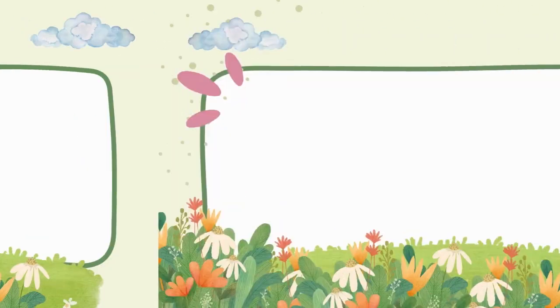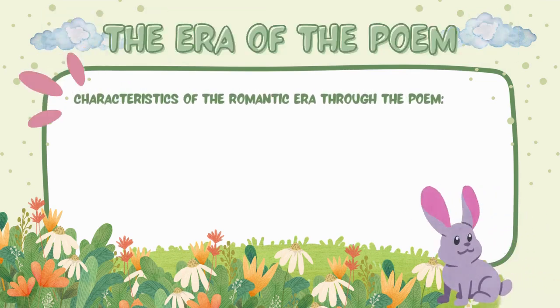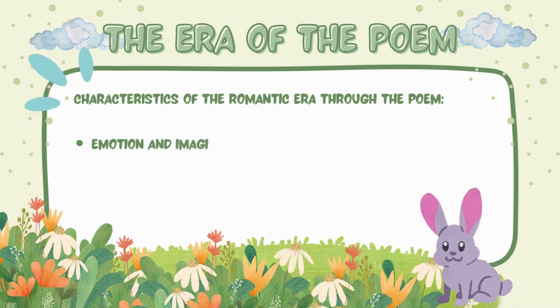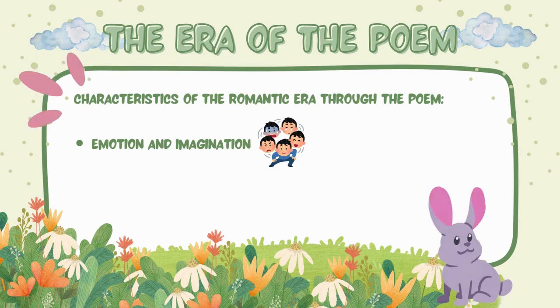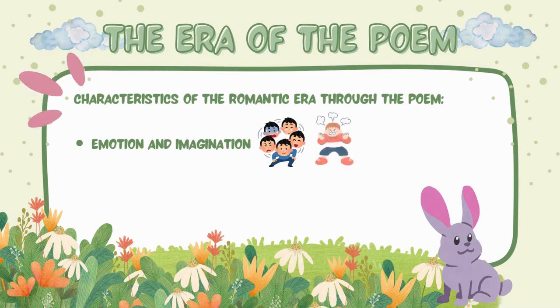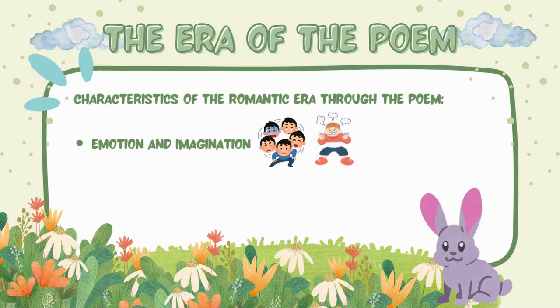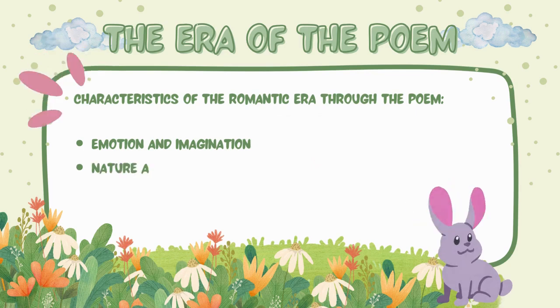And now, let's take a closer look at some key characteristics of romantic poetry, starting with emotions and imagination. Romantic poetry often focuses on emotions like love or anger and the power of imagination. In A Poison Tree, Blake shows anger as something that grows like a tree, becoming stronger and more dangerous over time. This creative way of describing emotions is typical of romantic poetry, showing how intense feelings can be when kept inside.